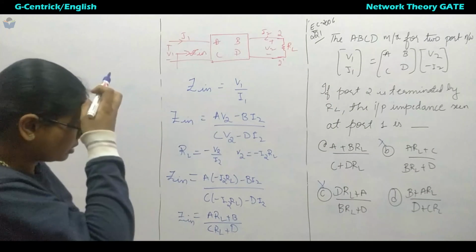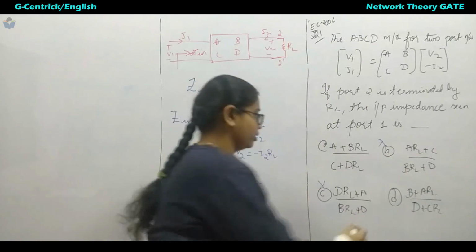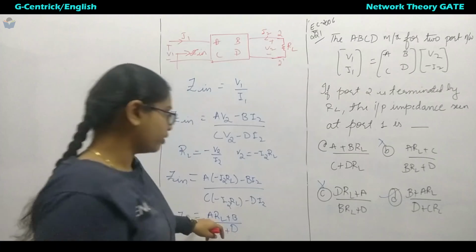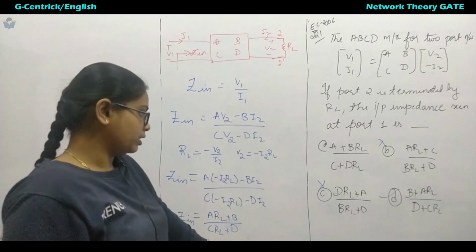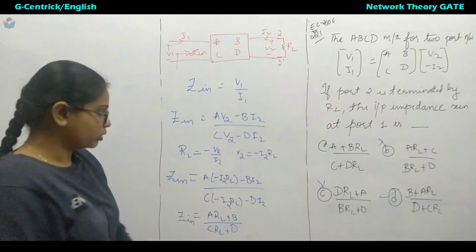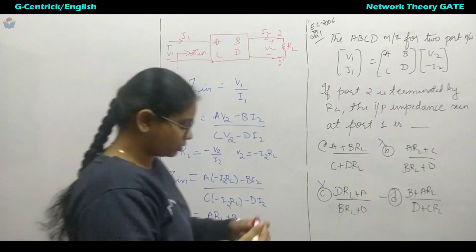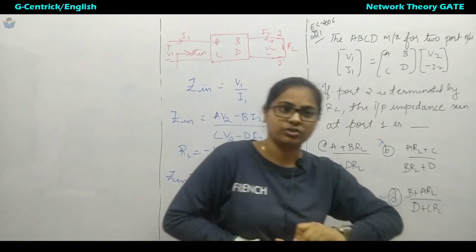So which option matches this one? It is option D. Okay, we have got ARL plus B, CRL plus D. Okay, so this is how you solve this question. It is a very easy question that was asked in GATE 2006.